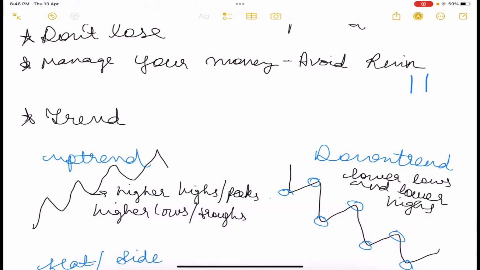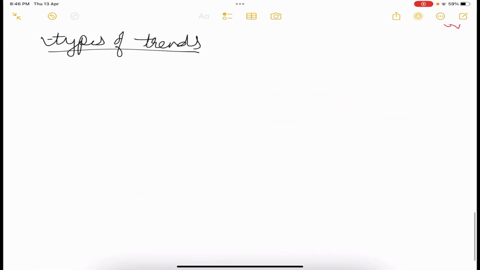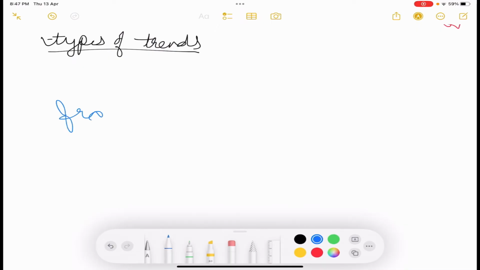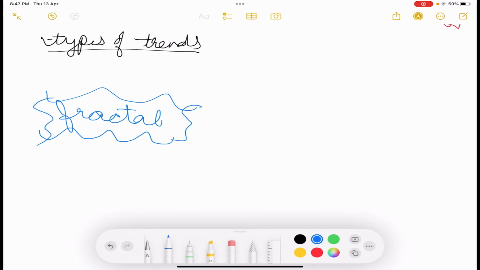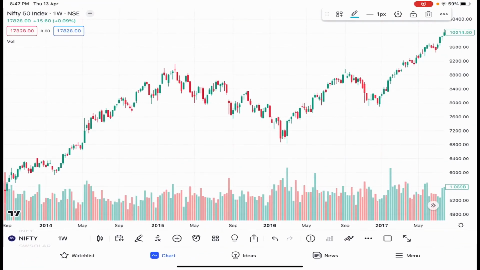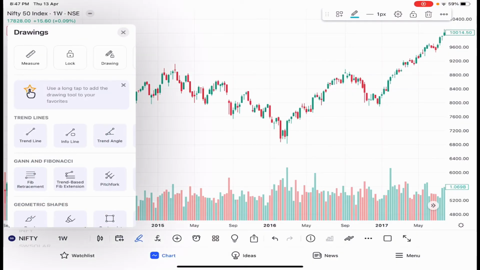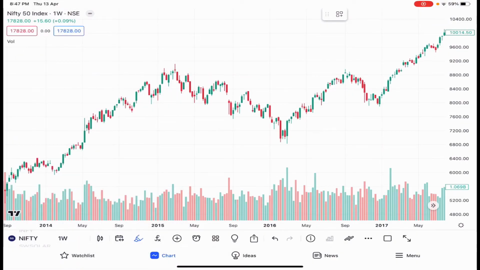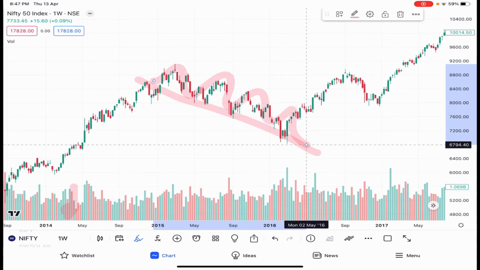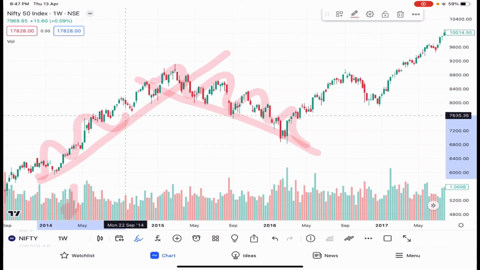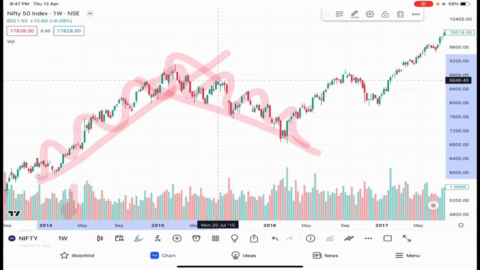Now one thing which you need to keep in mind is the fractal nature of technical analysis. What do you understand by fractal nature? That no matter what time frame you are analyzing, in all the time frames you will be able to use technical analysis. So let's say I'm doing my uptrend downtrend analysis. Look at this. This is my weekly chart. I can see that this is a clear downtrend. Here I can clearly see that this is an uptrend.